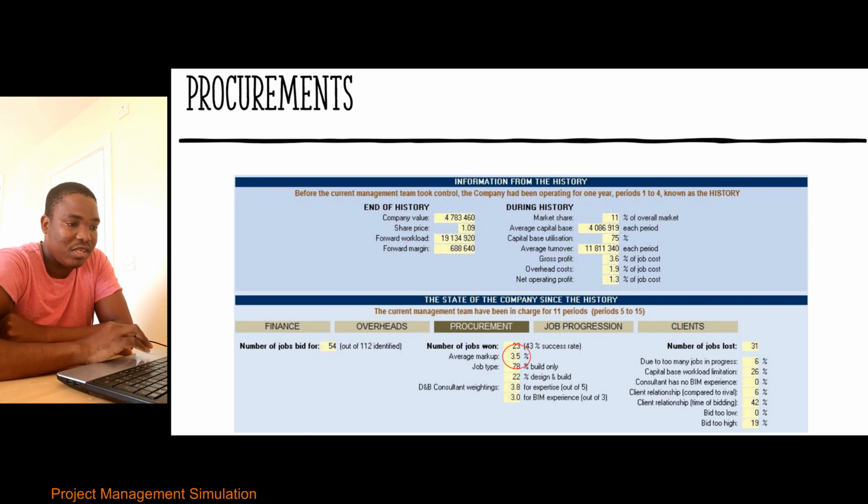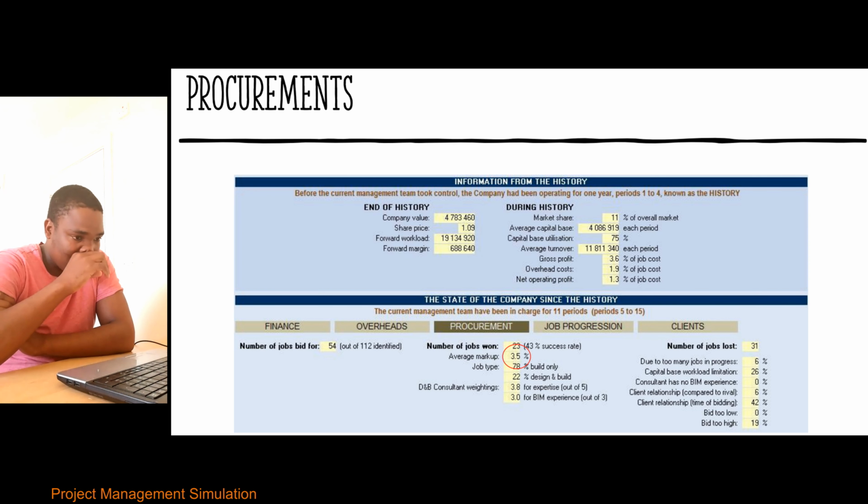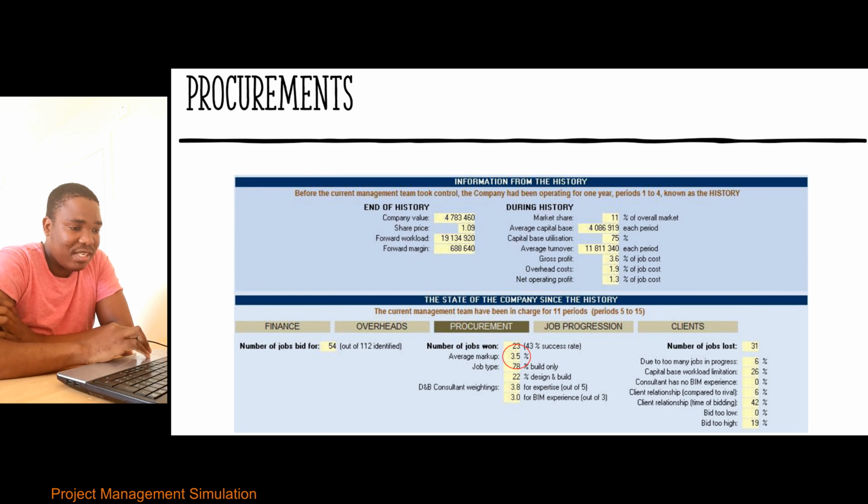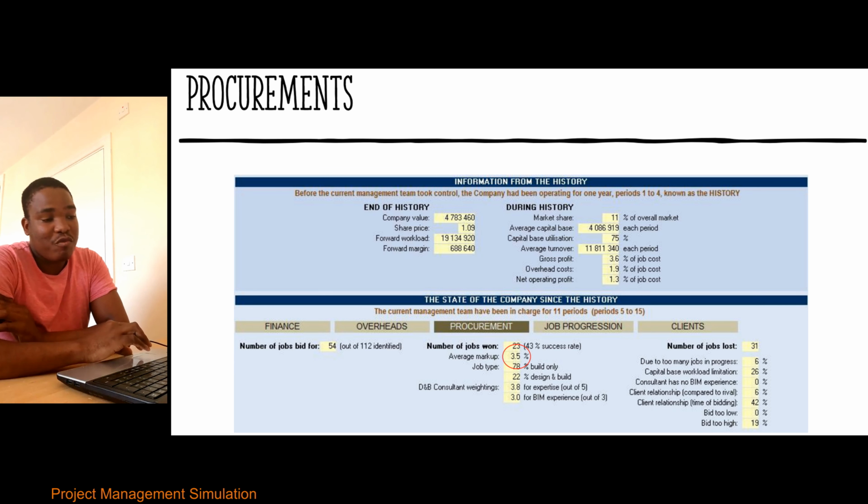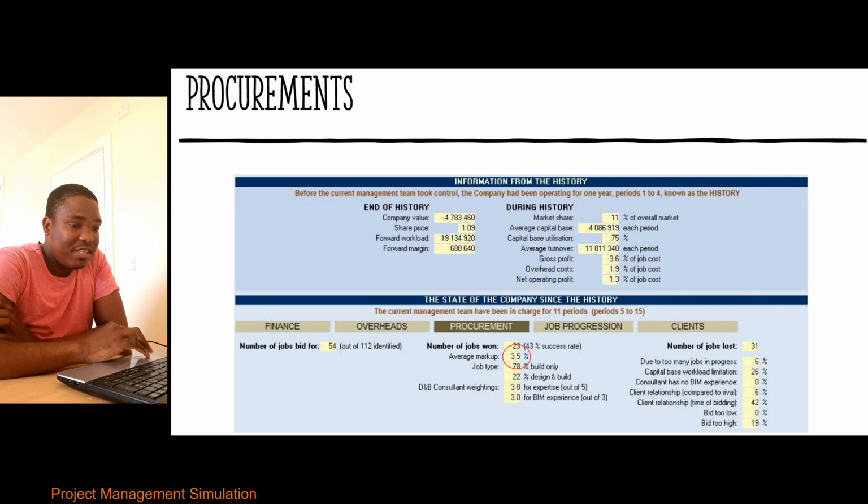And then in terms of procurement, we've bid for quite a lot of jobs, 54 of them, and we've managed to win 23 of them, which is a 43% success rate. And as Rachana highlighted, when we started, our markup in the early years was on average 4.1%. But as you can see right now, in the later years, it's 3.5% on average. So because we went low to make sure we submit competitive bids, we've lost a few jobs as well, like 31.